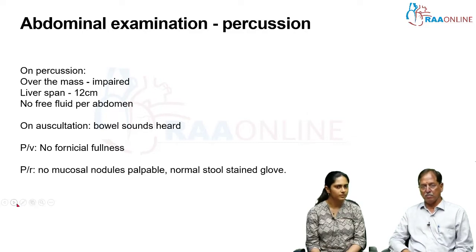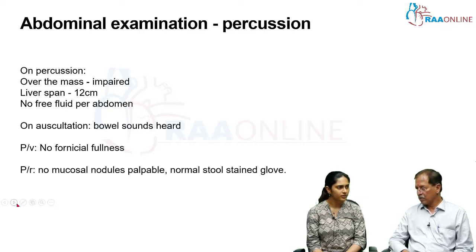Okay, sir. Right. Per vaginal examination, there is no fornical fullness, sir. What is it? If there is fullness, what does it indicate? A possible ovarian mass, sir. Possible secondaries in the ovary. Yes, sir. Okay, right. On per rectal examination, there are no mucosal nodules palpable. Normal stool-stained gloves, sir. So, what did you look for? What is it called? So, deposits there, they are called Blumer's shelf deposits. Shelf. Why do you get it?